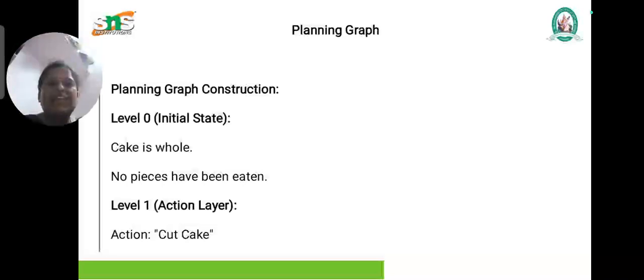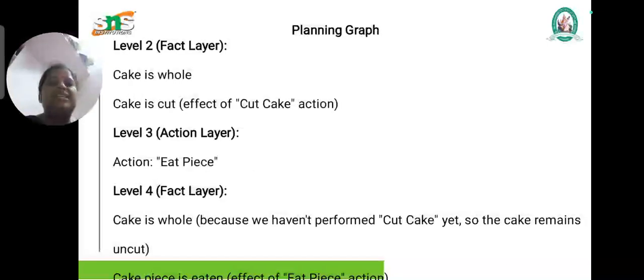Level 1, that is the action layer. The action we have taken here in level 1 is cut cake. In level 2, it is a fact layer. The cake is whole, the cake is cut. The effect of that is the cut cake action. Level 3, that is the action layer. The action here is eat piece. The fourth layer is a fact layer. Cake is whole because we have not performed the cut cake yet, so the cake remains uncut. Cake piece is eaten, the effect of the eat piece action.